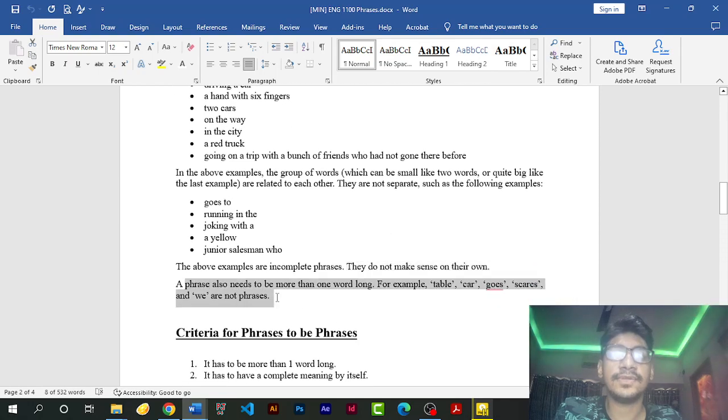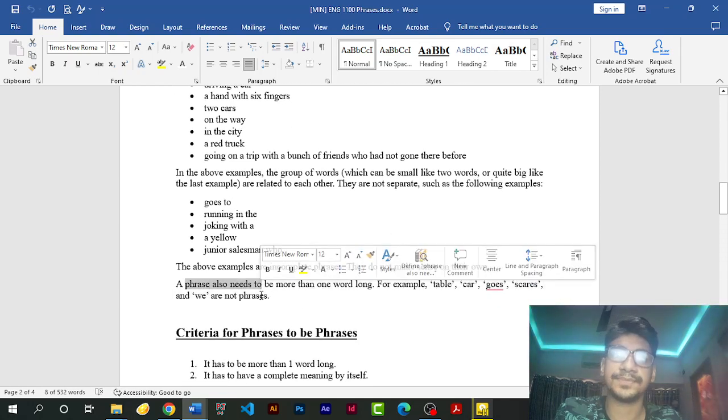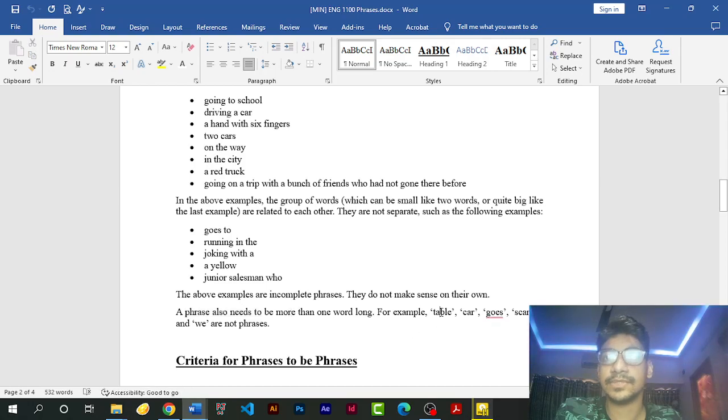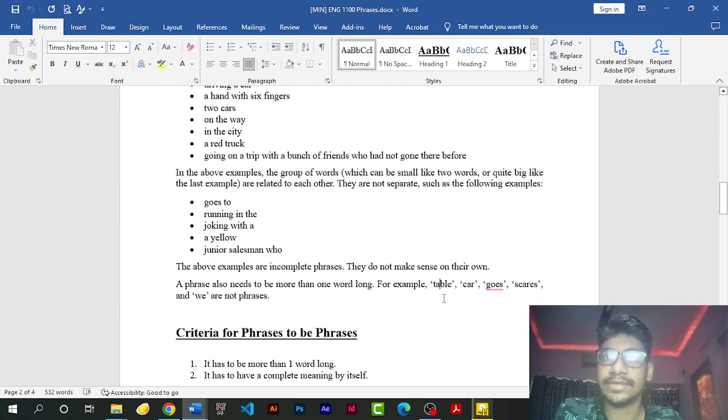A phrase also needs to be more than 1 word long. So for example, table, car. These words, table, car, goes, scares, we, red, blue, go, win, lose, are also well-meaning words, like they have complete meanings in themselves, but they are not phrases. Why? Because they consist of only 1 word. That is why we cannot call them phrases.